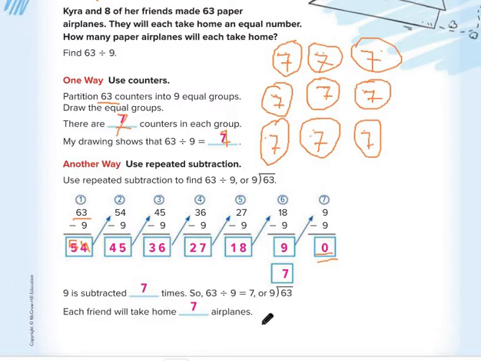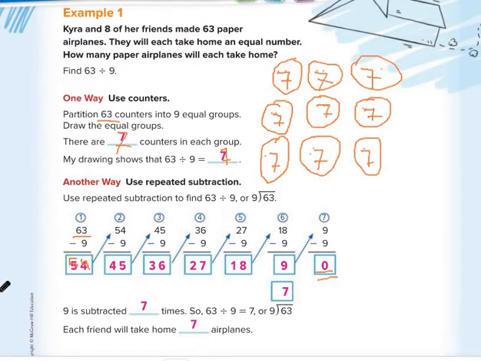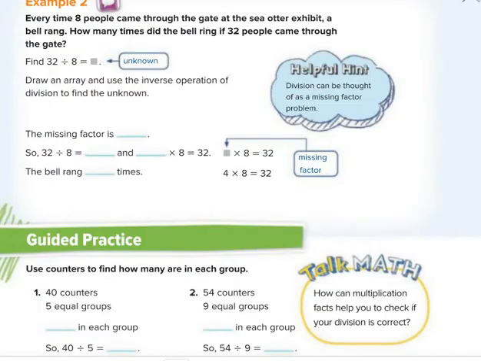So interesting. Now, please, grade 3, be sure to write these answers in your book and don't forget to draw these groups. If you finished, let's solve example number 2. Every time 8 people came through the gate at the theater exhibit, a bell rang. How many times did the bell ring if 32 people came through the gate? To find that, we have to find 32 divided by 8 equals what?